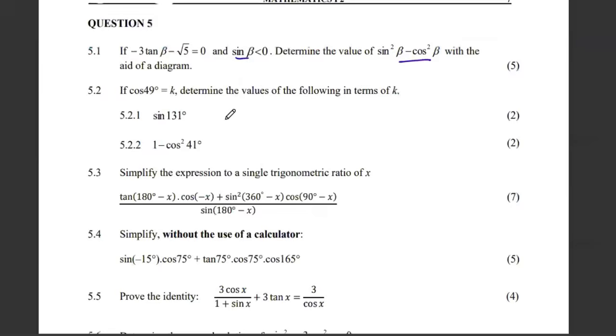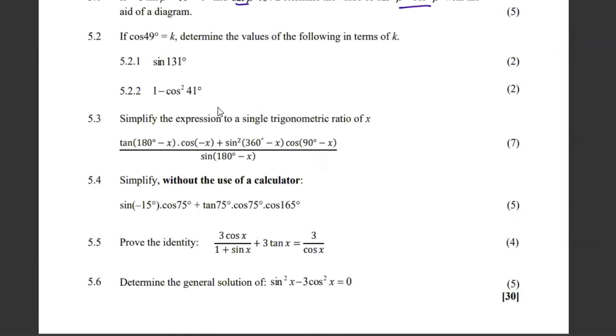All right, then 5.2. If cos 49 is k, determine the values of the following in terms of k. Do we need a sketch here? We may, but it's not always a must. So cos is adjacent, yes. So it's adjacent, which is k. And then meaning that this side should be the square root of 1 minus k squared. So if this is 49, then this is going to be 41, so that we get a 90 there.